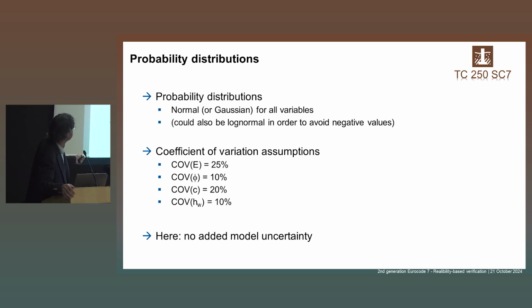And the coefficient of variation which has been assumed is 25% on the stiffness, 10% on friction angles, 20% on cohesions, and 10% on the water table. I haven't added model uncertainty here, but this could also be done, of course.